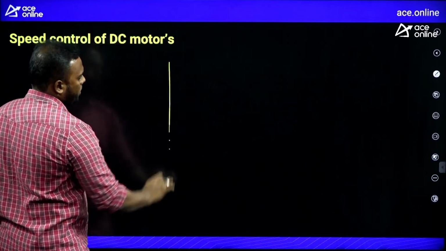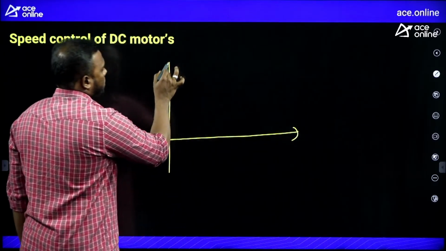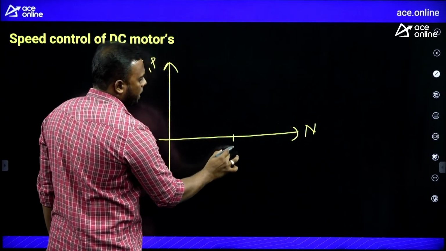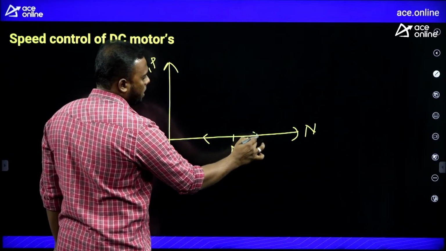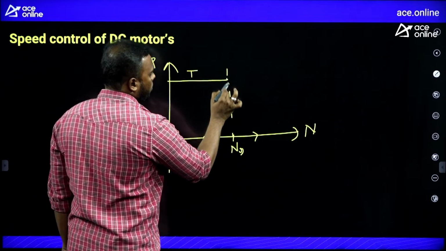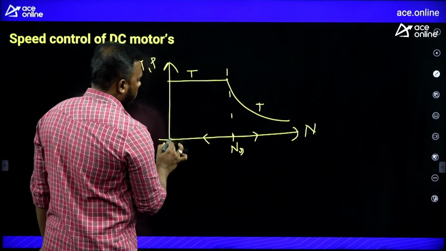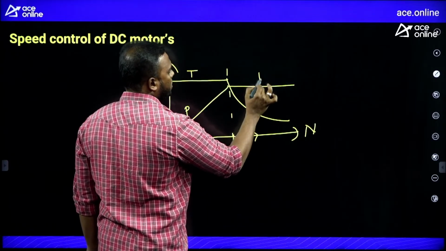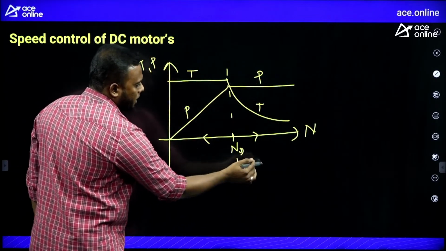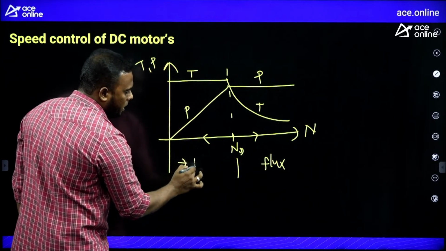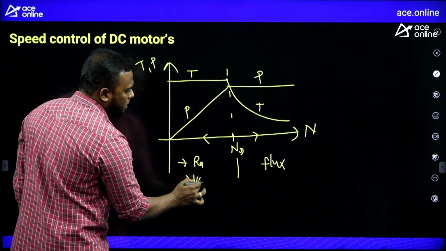Ikkada ee graph important, drive graph, torque and power drives, and this is speed, rated speed, below rated, above rated. So below rated torque is constant, above rated torque is variable. Below rated power linearly varies, above rated power is constant. Now, which method for above rated? Flux control method. Which methods for below rated? Armature resistance control, voltage control method.